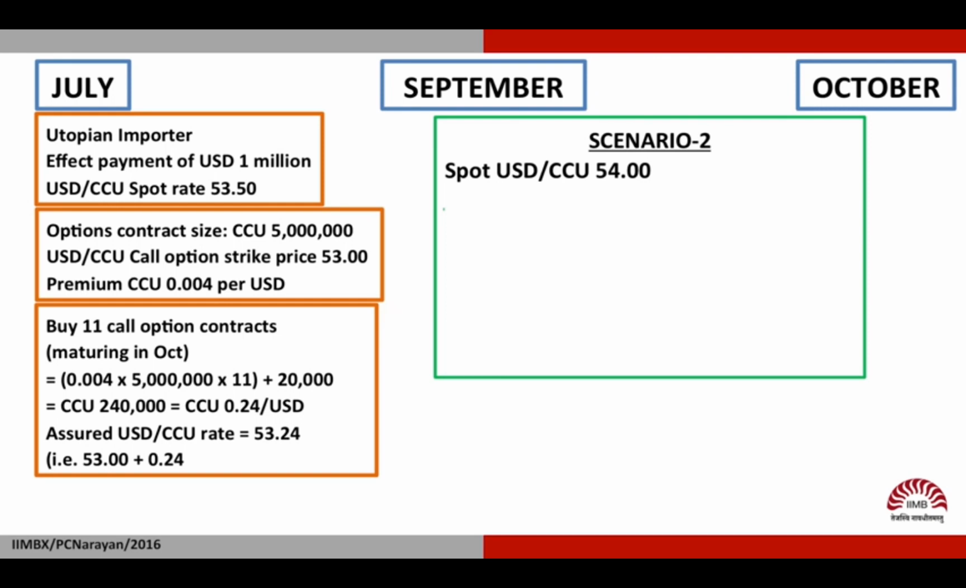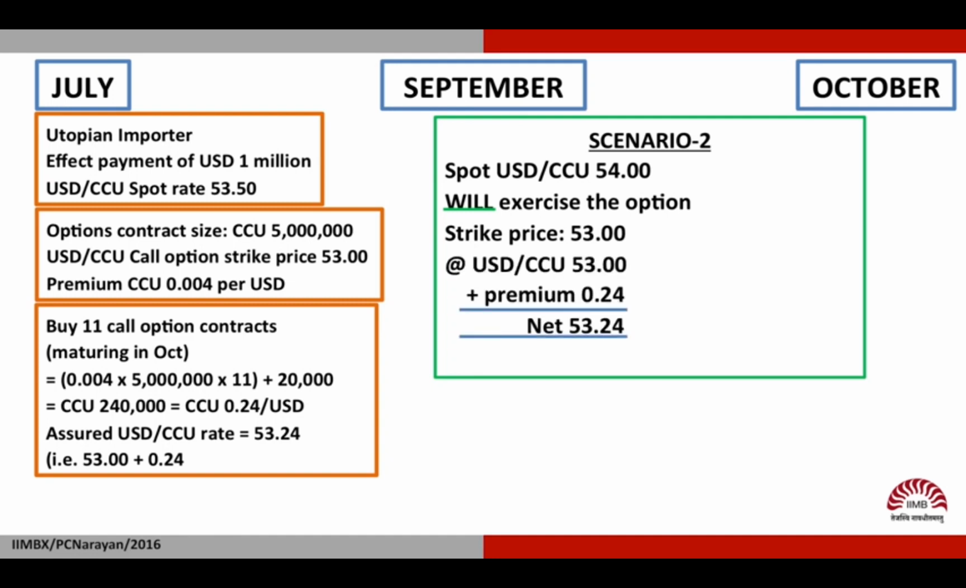Let's take scenario 2, where the CCU depreciates to 54 per US dollar on the 22nd of September when payment is due. In this case, the Utopian importer will exercise the option, since he is better off exercising the option at the strike price of 53, and his net cost USD CCU exchange rate will be 53.24, which includes the strike price of 53 and a premium of 0.24 per US dollar. He would therefore be required to pay 53,240,000.